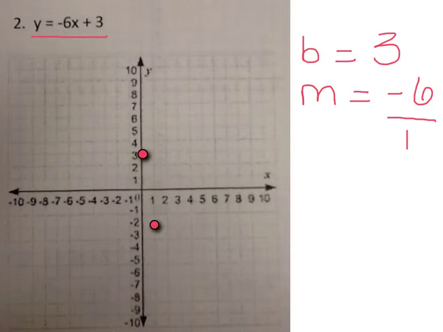My second point has to go up 6 from the y-intercept, so now I will go to the left one to make the slope negative again. 1, 2, 3, 4, 5, 6, and to the left 1.